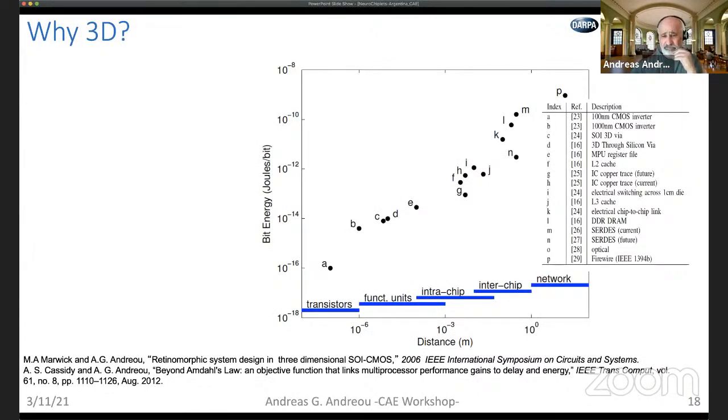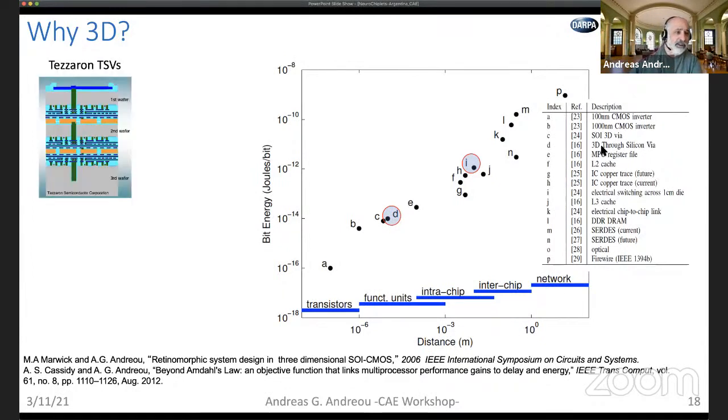As I indicated, and I'm repeating a little bit with more details here, 3D is important because it allows us to use a silicon via to replace electrical switching across a single die. Even going from a circuit at the end of the die to the board takes about 2 to 2.5 orders of magnitude more energy than if you push your data in a 3D silicon via. Silicon vias allow wafers to be stacked on top of each other and interact with each other.